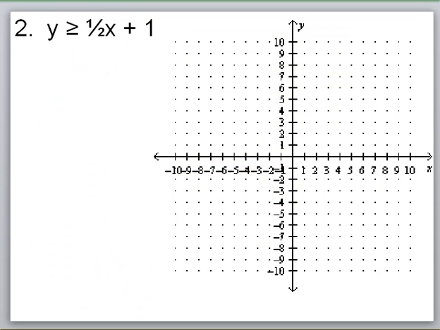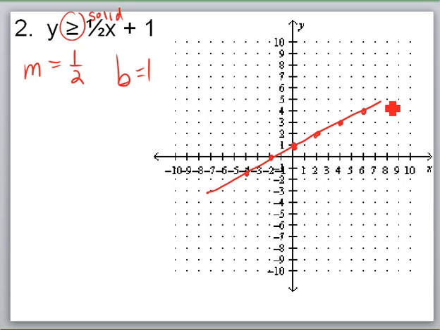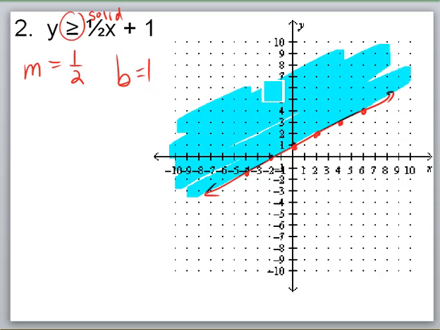Let's see if I can squeeze one more in here. So I've got m equals 1/2, and my b is 1. I'll plot my 1, and then I'll rise 1, run 2, rise 1, run 2, rise 1, run 2. Do that a few times, or down 1 to the left 2. I need a solid line because it's greater than or equal to. Connect all the dots using a solid line. And then I'm looking at this, and it's a greater than sign, so it means I'm going to shade above the line. This is above the line, so all of these are solutions to that inequality.